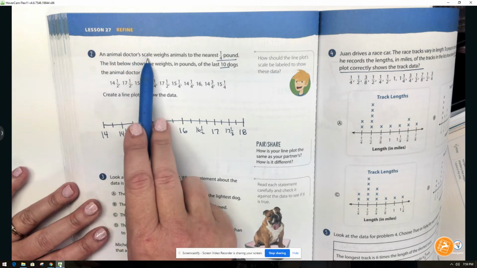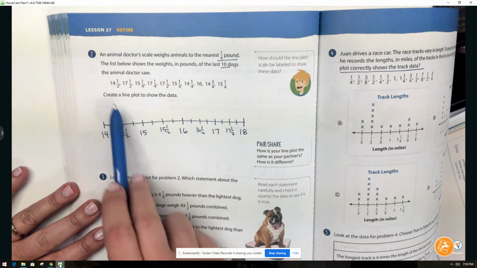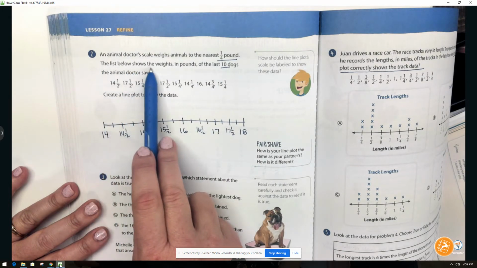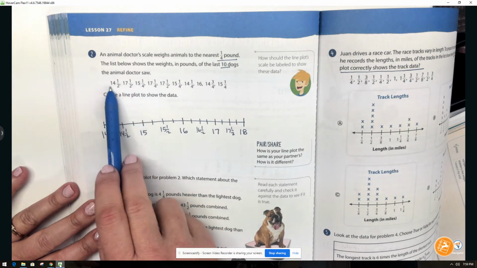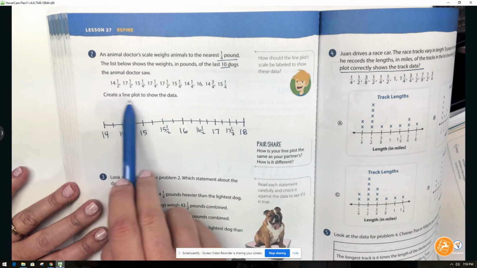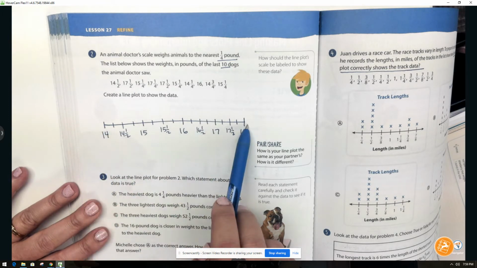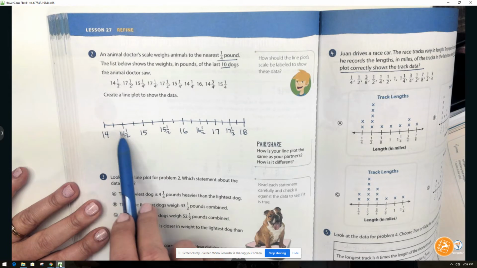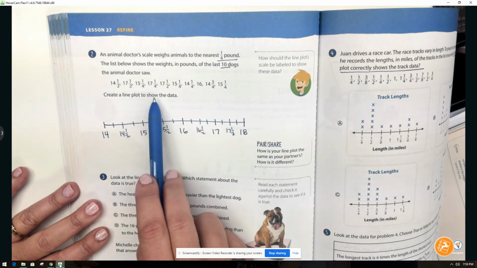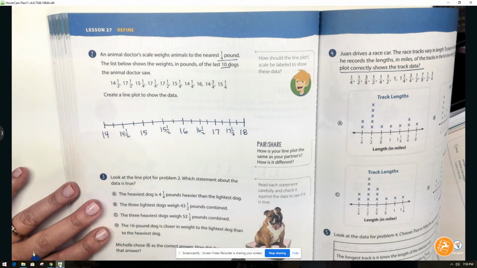An animal doctor's scale weighs animals to the nearest 1/4 of a pound. The list below shows the weights in pounds of the last 10 dogs the animal doctor saw. So here are our weights. Create a line plot to show the data. So you're going to draw your line plot. Then you're going to put X's at each of these values above the line plot. Make sure you give your line plot a label, and make sure you also label the units.